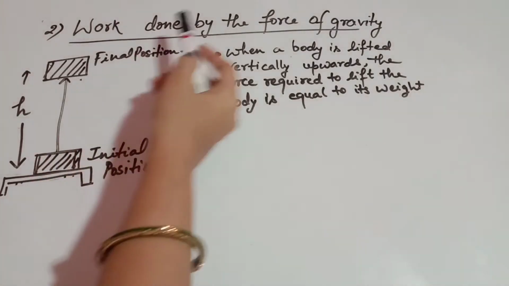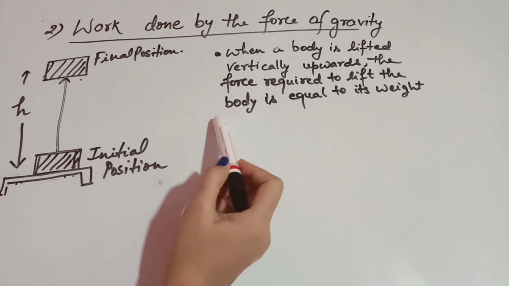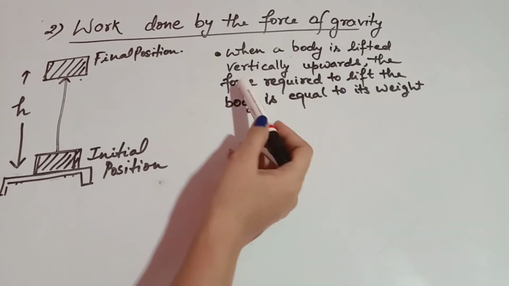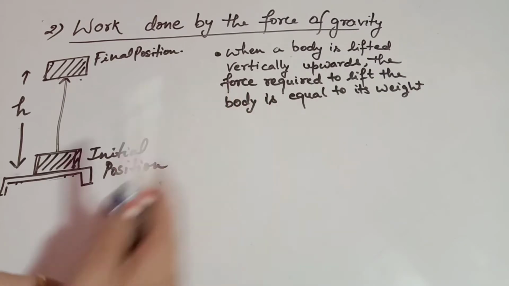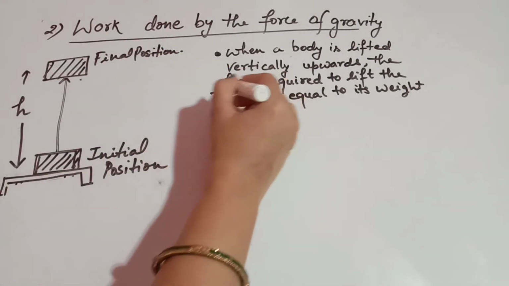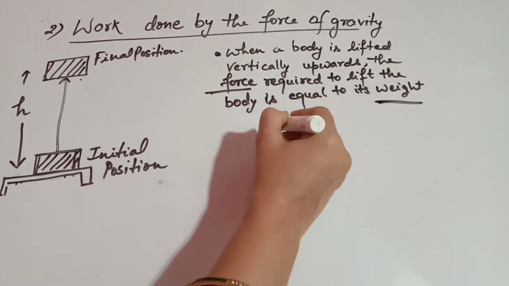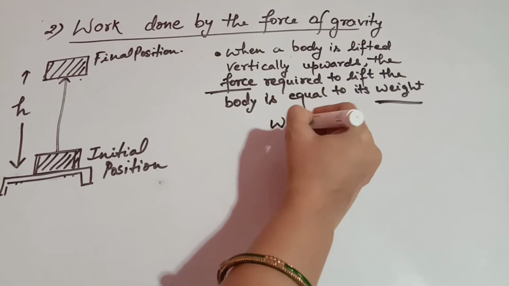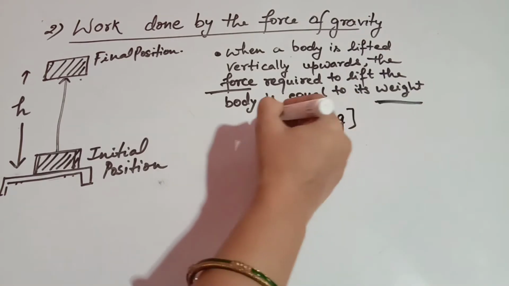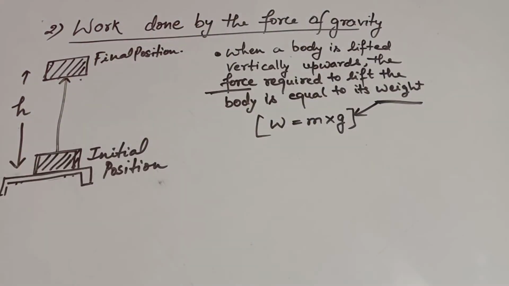Second case, work done by the force of gravity. Whenever we lift any object, we are doing work against gravity, and you just note this point: when a body is lifted vertically upwards, the force required to lift the body is equal to its weight. So whenever you lift any object through a certain height, the force is equal to the weight of the object. And you know the formula of weight? Weight is also represented by W. Weight is equal to m into g. This is the formula for weight. m is the mass of the object and g is acceleration due to gravity.